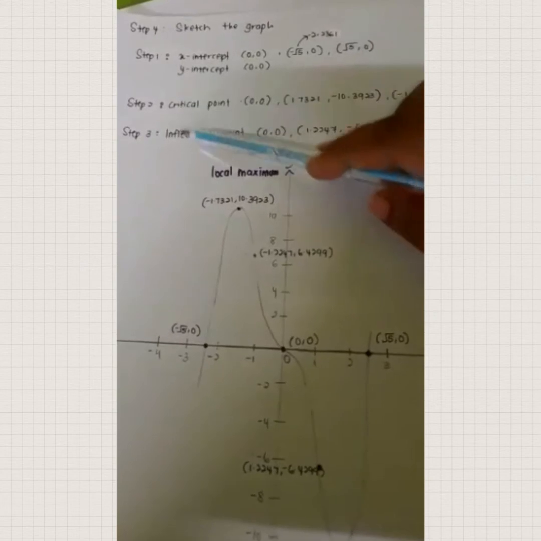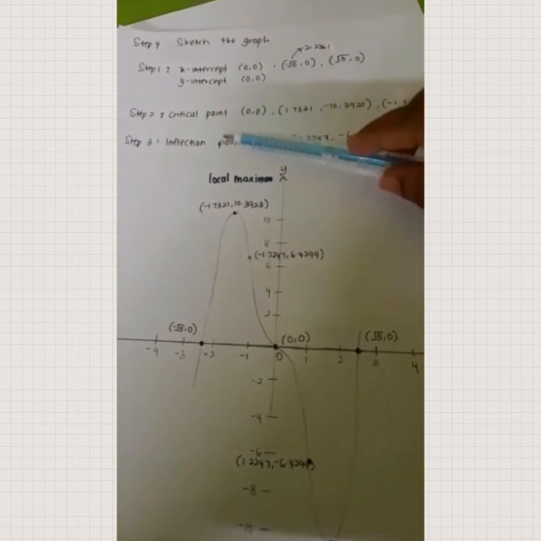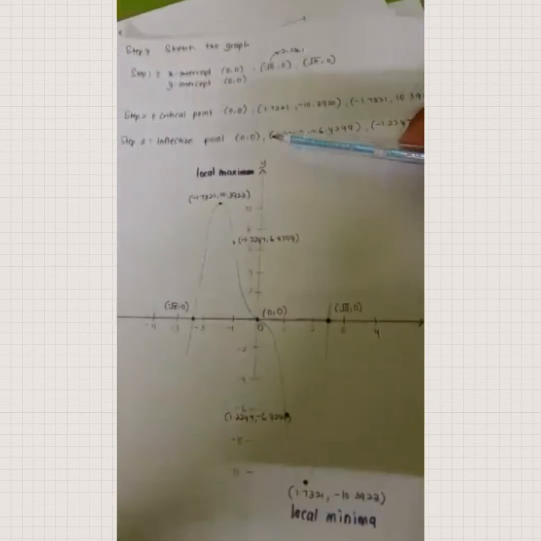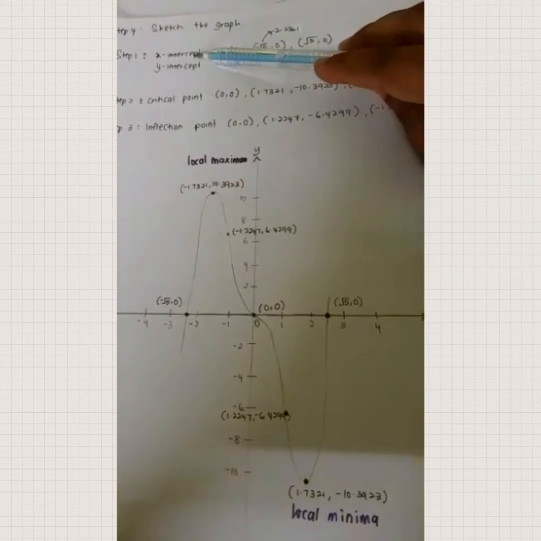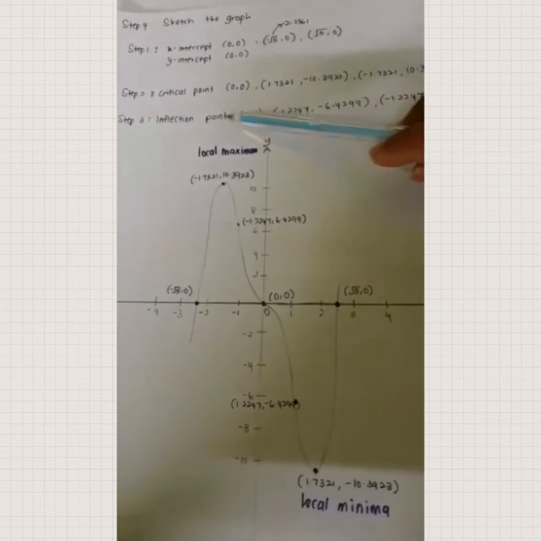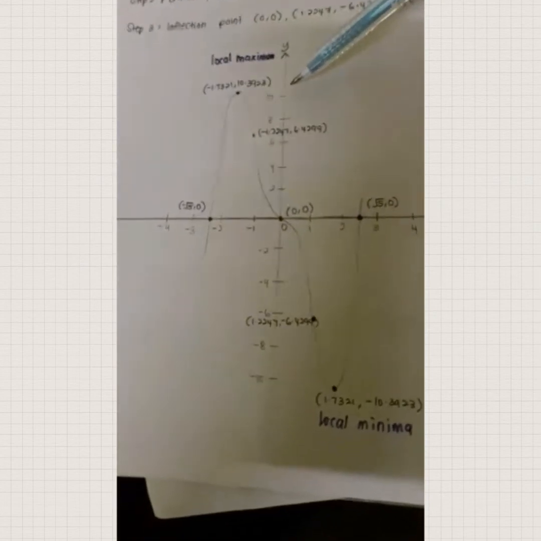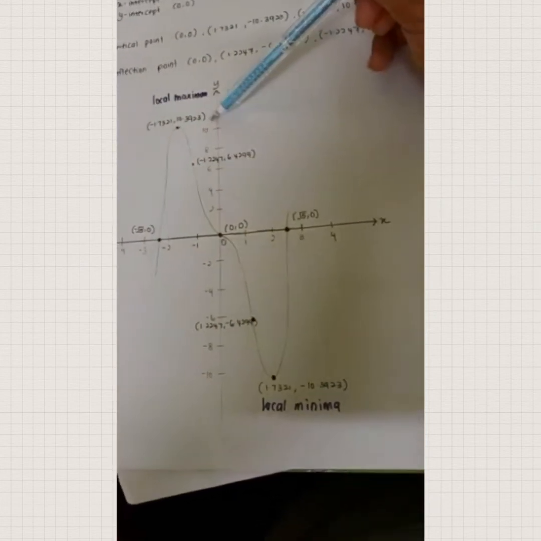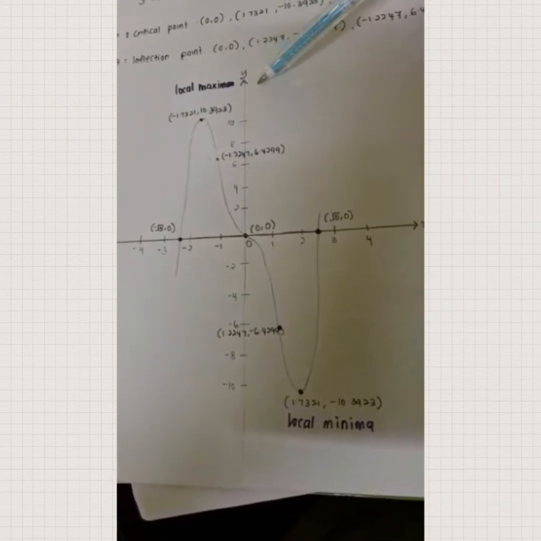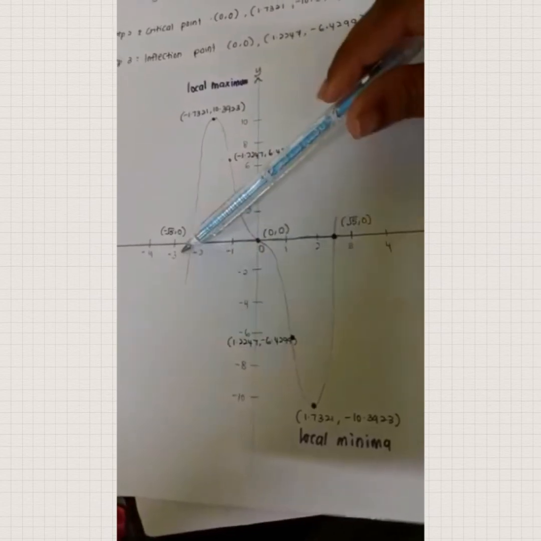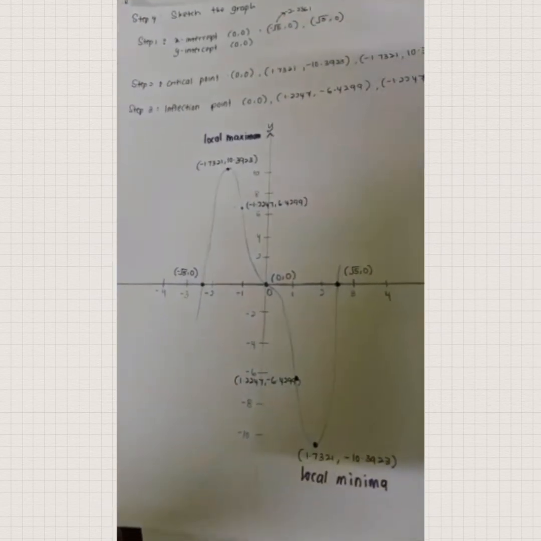I write all the points I got from step 1 to step 3 to make it easier when I draw the graph. These are the points from step 1: the x-intercepts and y-intercept. In step 2, I get the critical points, and in step 3, the inflection points. So now this is my graph. First of all, we must have the y-axis and x-axis, and then we plot our graph based on the points.